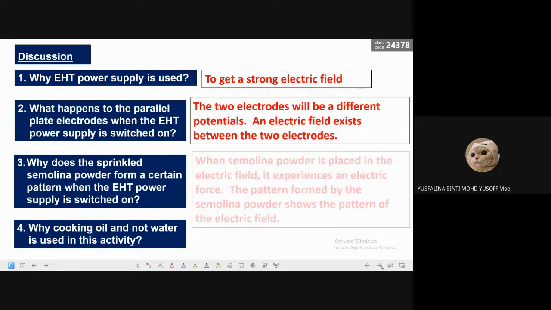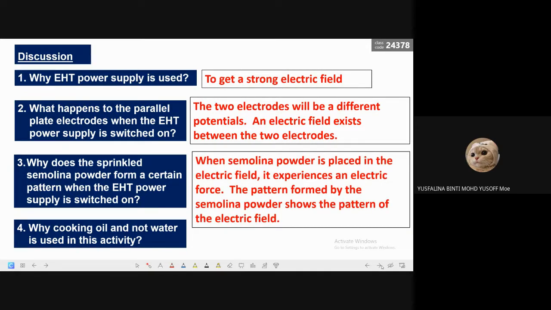Okay. And why does the sprinkled semolina powder form a certain pattern when the EHT power supply is switched on? When semolina powder is placed in the electric field, it experiences an electric force. So the pattern formed by the semolina powder shows the pattern of the electric field. After you switch on the EHT power supply, the semolina powder will start to move. Why is it moving? Because there is an electric charge. So the movement is actually influenced by the electric charge, right? Then we follow the pattern of the electric charge.